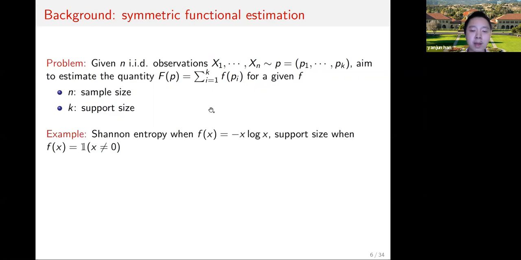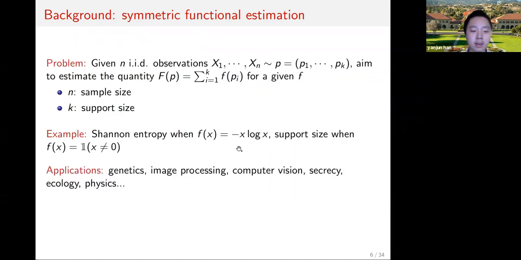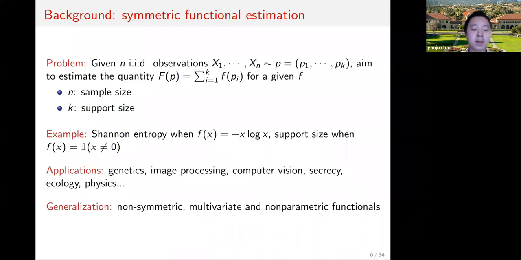For example, when f of x equals minus x log x, then the functional becomes the Shannon entropy. And when f of x equals the indicator function of x not equal to 0, then this quantity becomes the support size. And estimating such functionals has various applications in many different fields like genetics, image processing, computer vision, and so on. And this problem can also be readily generalized to general non-symmetric or multivariate or even non-parametric functionals. So to solve this problem, there has been a rich line of research in the past decade on how to find the optimal estimator for each functional.